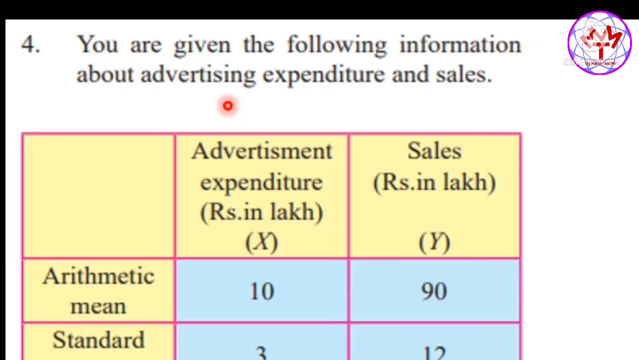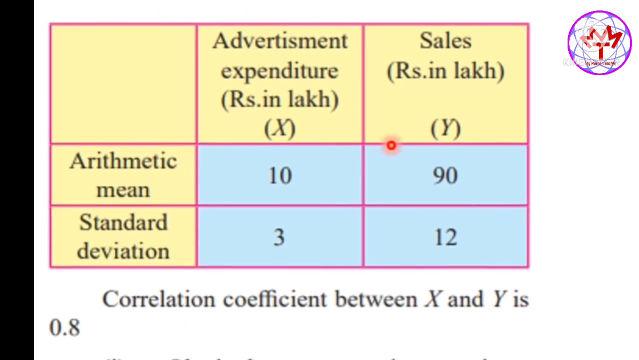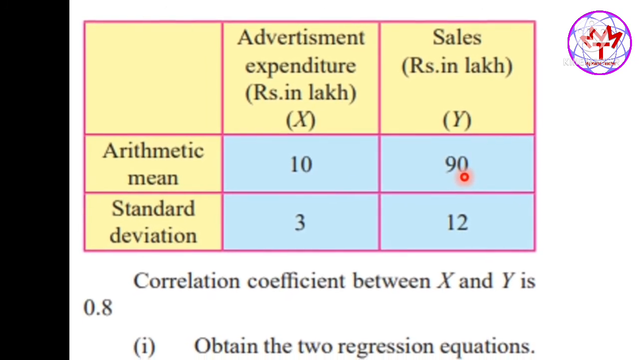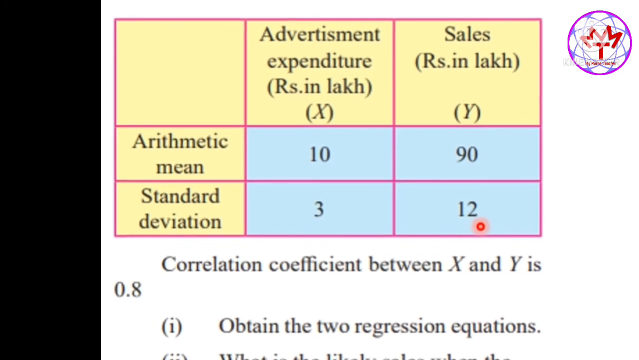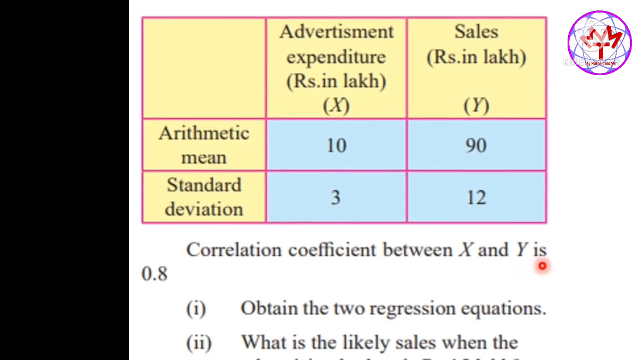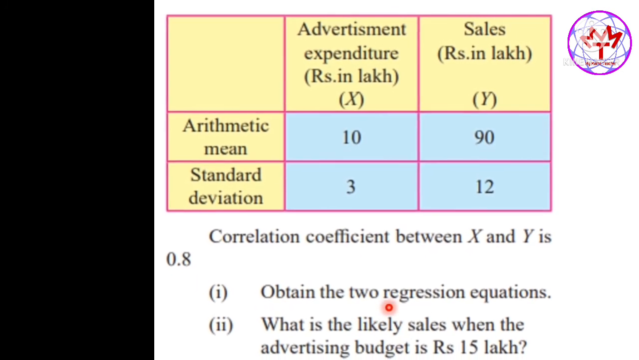So let's solve question number 4. You are given the following information about advertising expenditure and sales. Now see students, in this table they have given the advertisement expenditure and the sale, which is stored in the variables x and y. Now arithmetic mean of x is 10 and arithmetic mean of y is 90. Then standard deviation of x is 3 and standard deviation of y is 12. Also, correlation coefficient between x and y is 0.8.